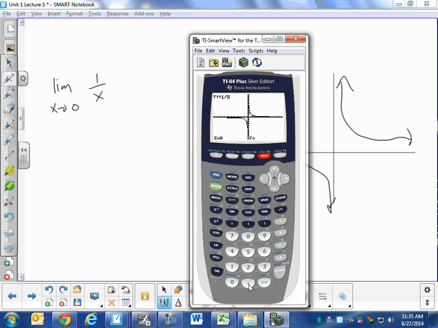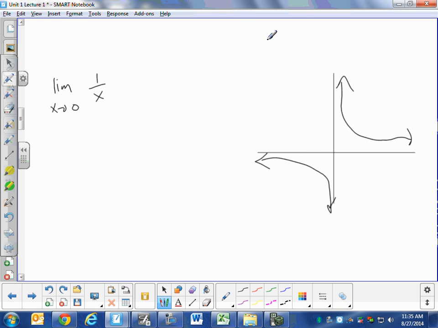Let's see. Type in 0.001. 0.00001. What do we think? Thoughts from the gallery? That's what the function looks like. What's the limit?